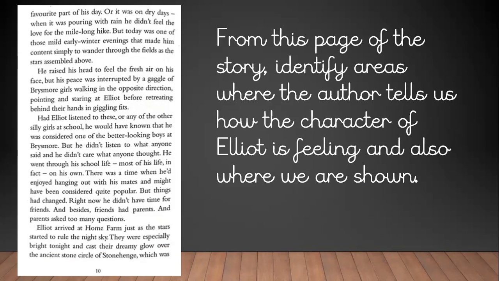So by all means, you've got the copy of the text. You can highlight this, you can annotate this, you can underline things. I don't mind what you do. Alternatively, you could just write out in your book the bits where that is being told and being shown. I don't mind how you do it. It can be annotated straight onto the actual text itself, or you can be writing this into that blank jotter book that we sent home, that blank exercise book that we sent home for you. So that's the first task. I'd like you to have a think about that.